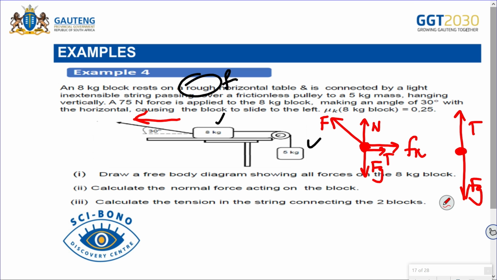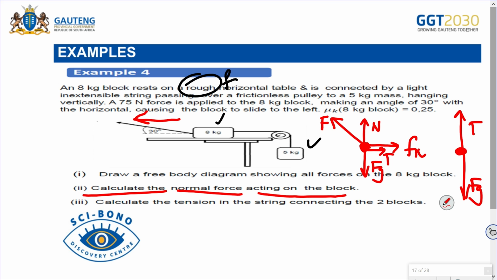So they wanted you to draw for only one object, but you need both, especially when it comes to the calculations, right? They want us to calculate now the normal force acting on that 8 kilogram block. Because there's no normal force here, you've seen that. For the 5 kilogram block, there's no normal force, okay? So they want the normal force that is acting on the 8 kilogram block. So what is it that you need to do now?